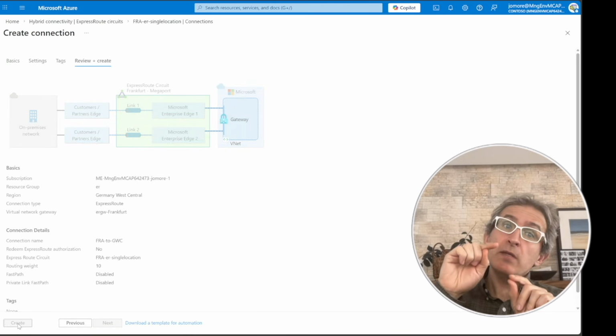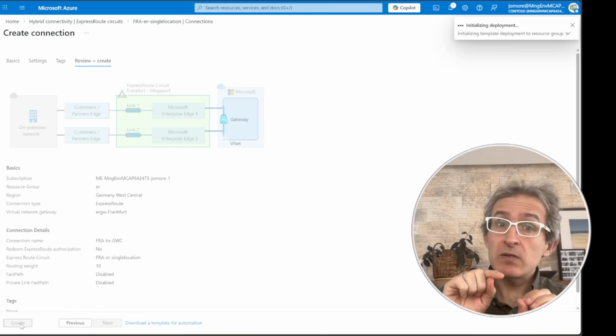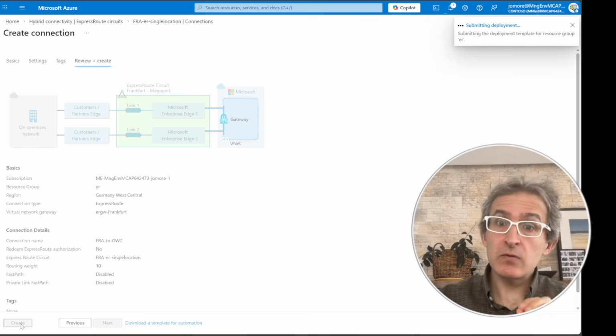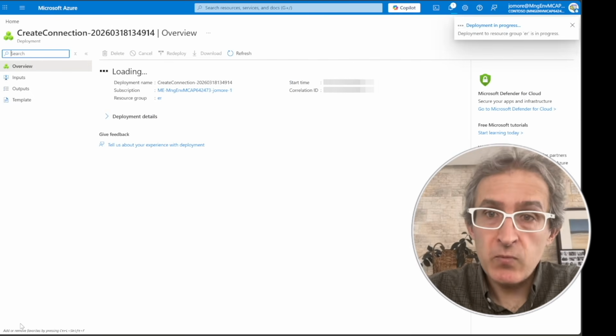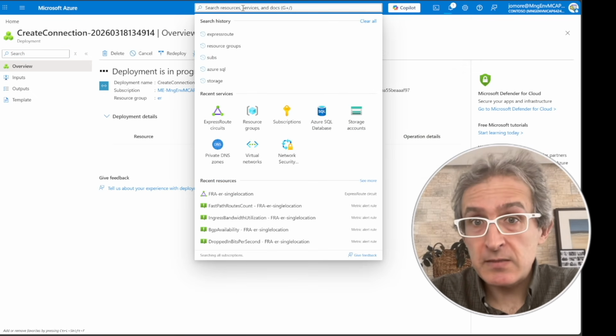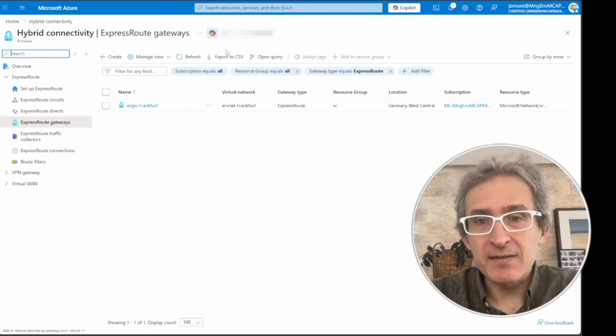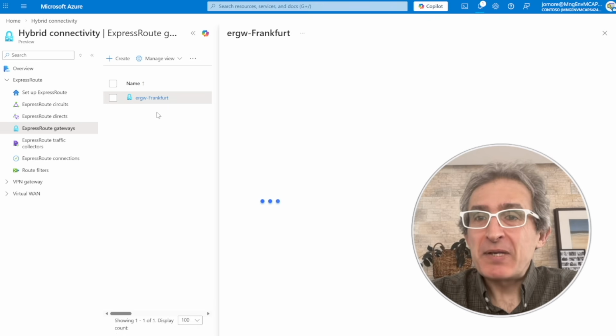So what this is doing is creating a BGP connection between the router, the MSCE router, the 12076 router, with the ExpressRoute gateway deployed in the hub VNet. The ExpressRoute gateway, by the way, always has the 65515 autonomous system number.